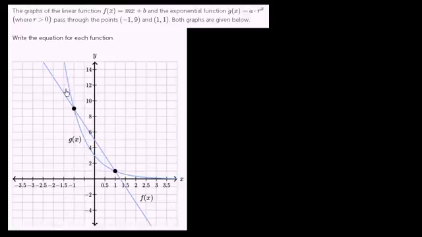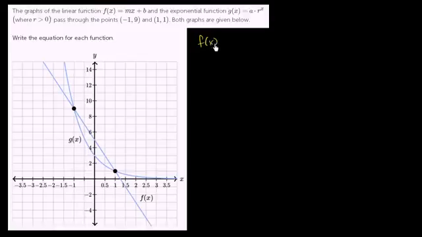And given the fact that this exponential function keeps decreasing as x gets larger and larger, is a pretty good hint that our r right over here, they tell us that r is greater than 0, but it's a pretty good hint that r is going to be between 0 and 1. The fact that g of x keeps getting closer and closer to 0 as x increases. But let's use the data they're giving us, the 2 points of intersection, to figure out what the equations of these two functions are. So first we can tackle the linear function.